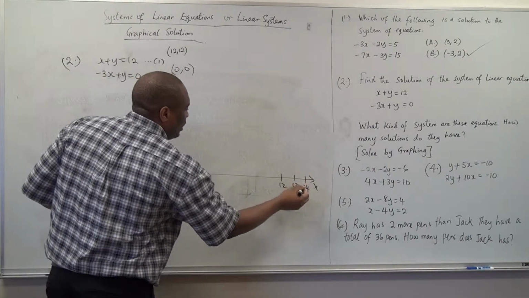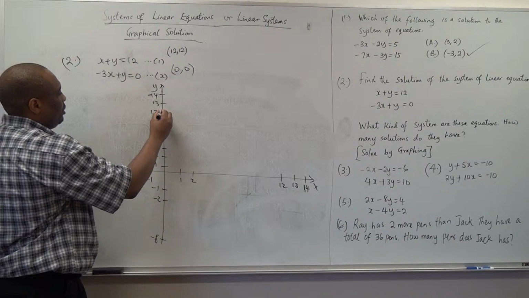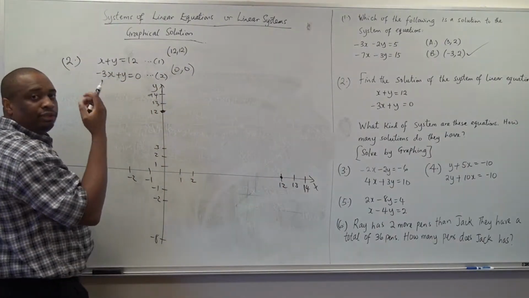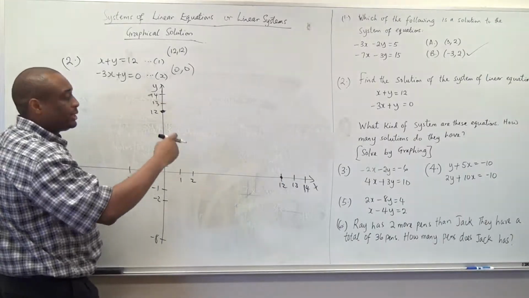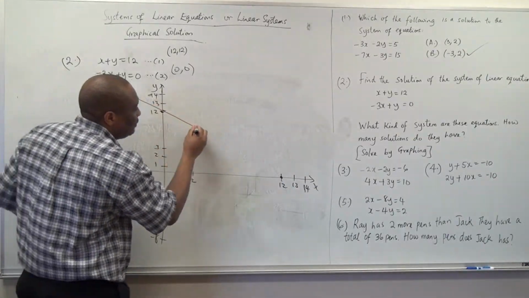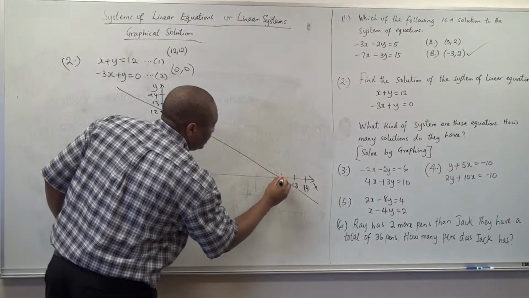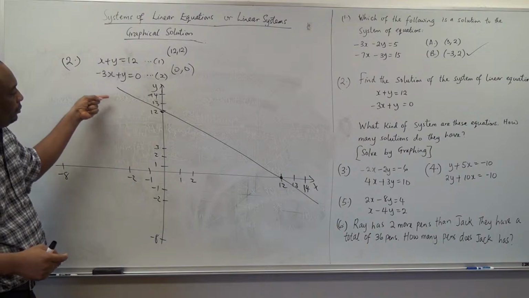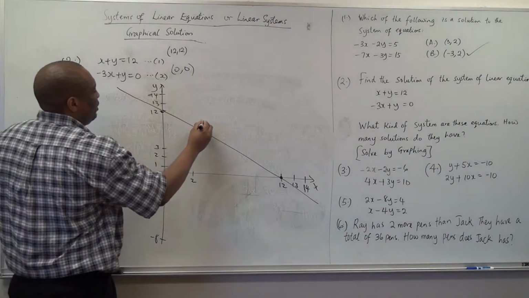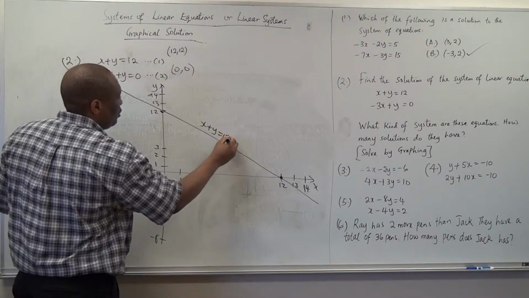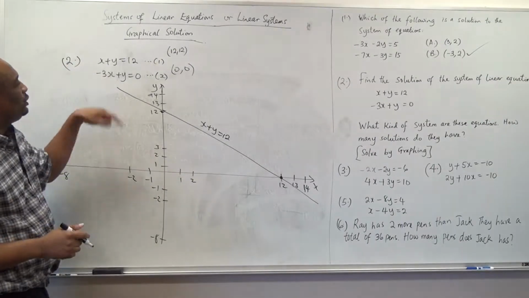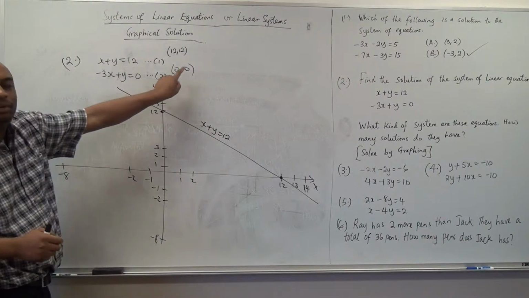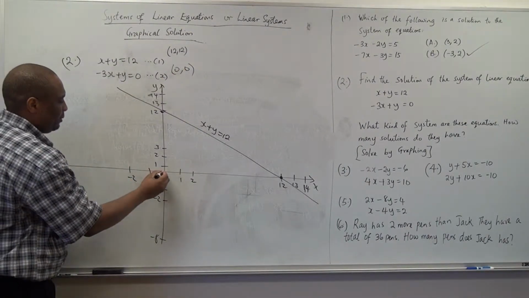Okay, so we have 12 and 12, right? So this is 12, and this is 12. Okay, and you use a straight edge. Right now I'm just using freehand, but you don't need to do it with a free hand, so you don't make mistakes. So this is our equation. On top of it, you write x plus y equal to 12. That's equation 1. Then for equation 2, we see that we had 0 and 0, right? So it's going to be here.